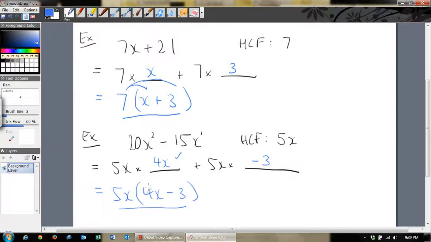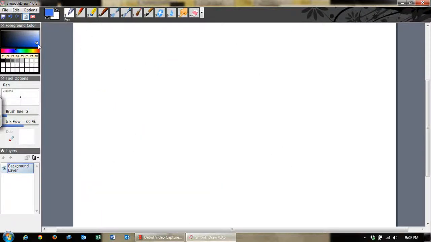Again, you can check this. Always check your factorizations. 5x times 4x is 20x squared. 5x times negative 3 is negative 15x, so that is correct. And so that's how we do factorization. Let's just do another one, and I might just do this quickly without writing it out in full. Okay, so let's just do one more example.